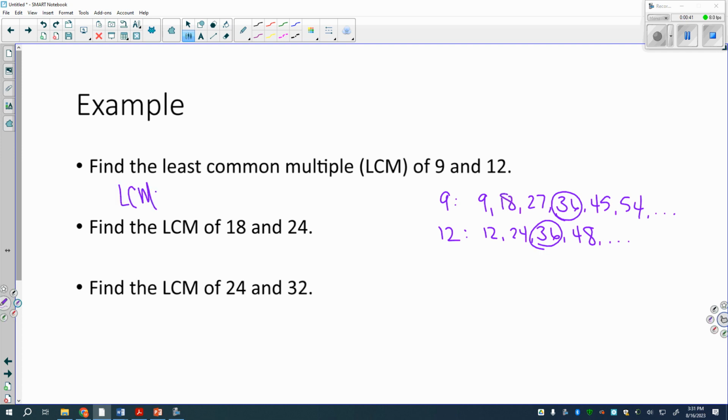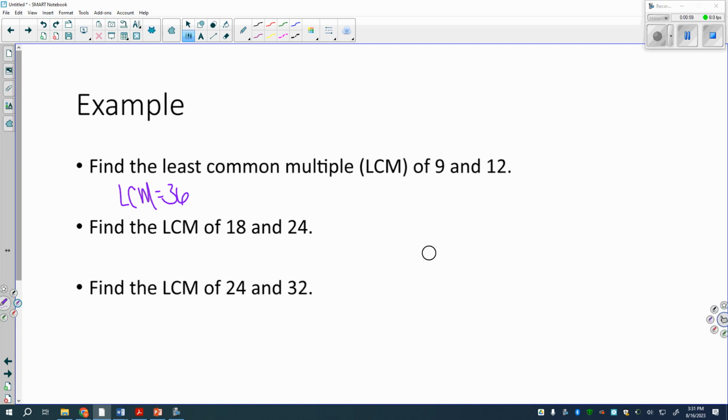And this is okay to do. It'll always work. It's just sometimes the numbers are a little hard to count by. Sometimes it takes a little bit of time to get there because it's way out there. So a shortcut is sometimes nice. And that shortcut is to take that prime factorization like we did.